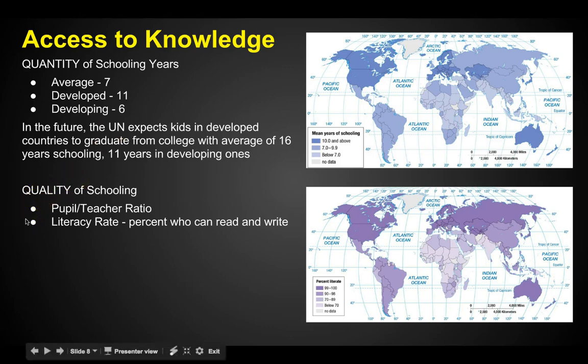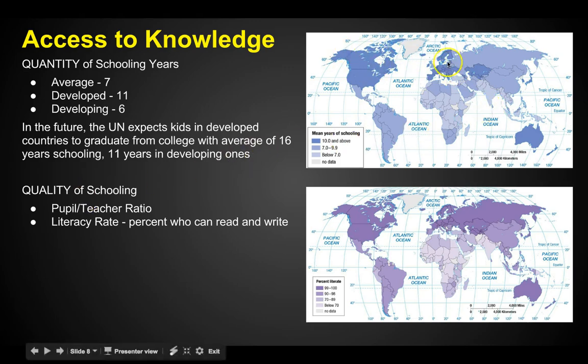Quality is the other aspect of it. What's the pupil to teacher ratio? How many kids are in your classroom? Is it 20 kids for every one teacher? Or is it way more than that? That affects the quality of schooling. Literacy rate. How many people can read? How many people can write? If you can't do either, you could be going to school for 10 years, but you're not getting a good quality of schooling. So we look at the average years of schooling here.